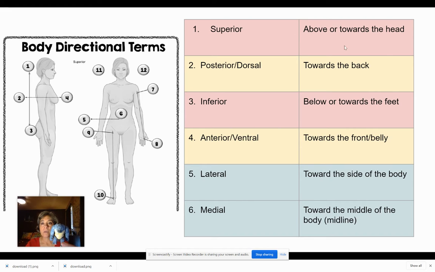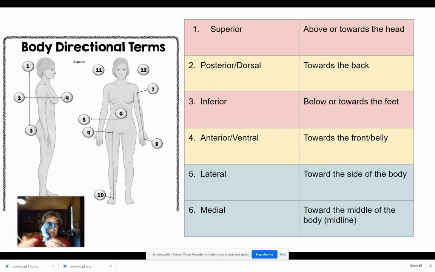Number 2 and number 4 are opposites. That's why they have this yellow color. So number 2 is posterior or dorsal. It means towards the back. And 4 is anterior or ventral, and that's towards the front. This should sound familiar to you because that's what we named those body regions and planes.